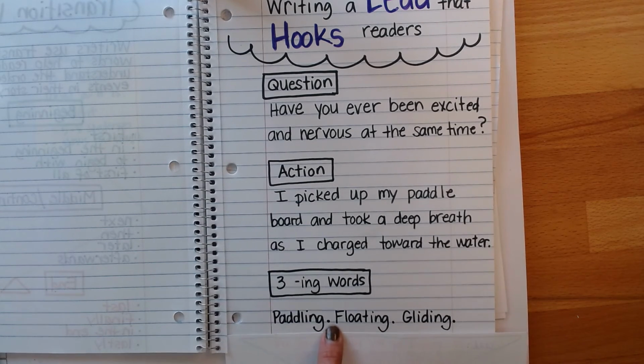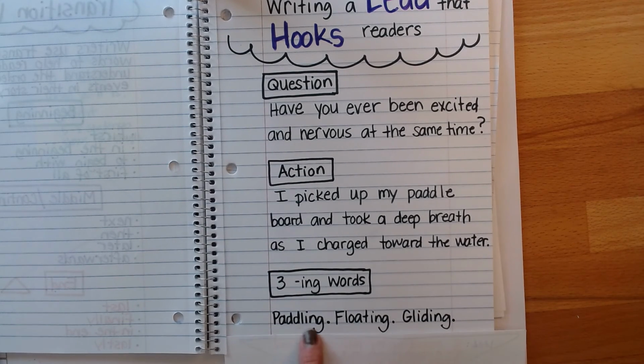Okay. Notice they're each separated by a period. They're not in a list, so I'm not using commas. These are just 3 separate words. They all have something to do with my experience paddleboarding. Paddling, floating, gliding. If you can kind of picture that, standing on top of a paddleboard, that's what I'm doing, right? That's how I'm feeling, like I'm just gliding along the water.